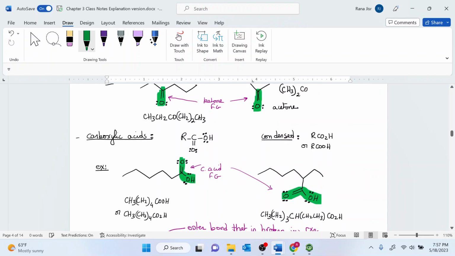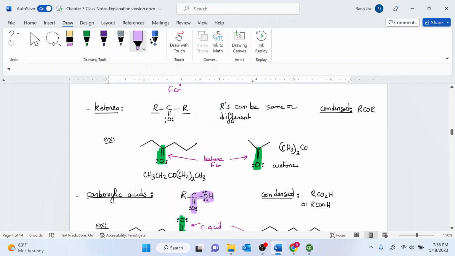Carboxylic acids are another form of carbonyls. And whenever you want to highlight the carboxylic acid, you highlight the carbonyl together with the OH. So this whole thing is called carboxylic acid. These are acids, and these are very acidic with a low pKa. So if I am comparing the acidity of a carboxylic acid with that of an alcohol, definitely the carboxylic acid is going to be way more acidic.